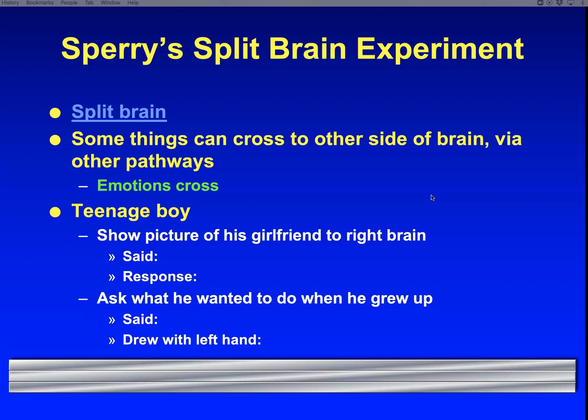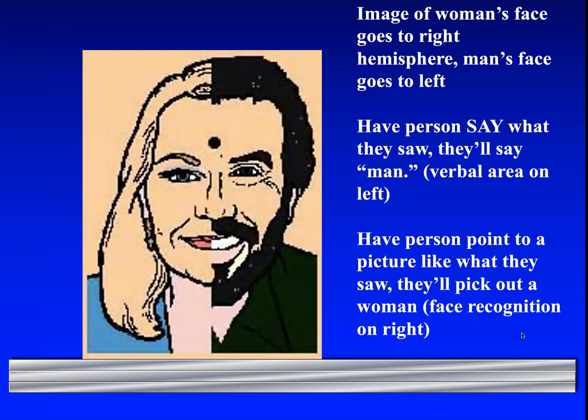Emotions can cross. They asked the kid what he wanted to do when he grew up, and he said a draftsman, which is like being an architect, and his left hand spelled out race car driver. So emotions can cross, and they can give you sometimes different answers from what you're actually saying.